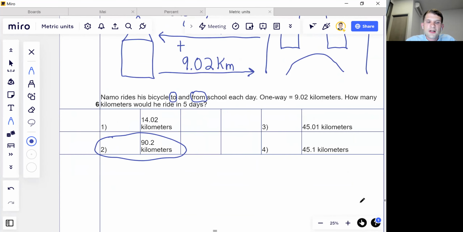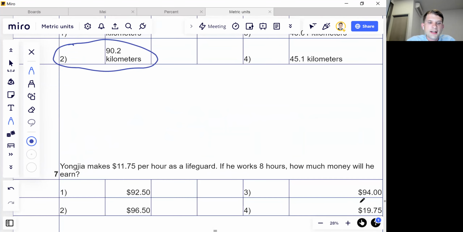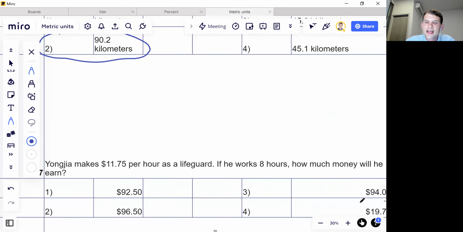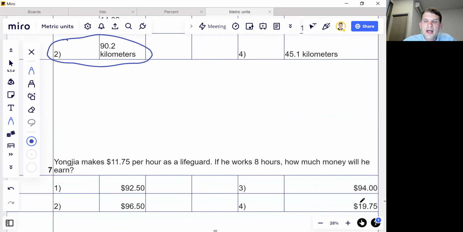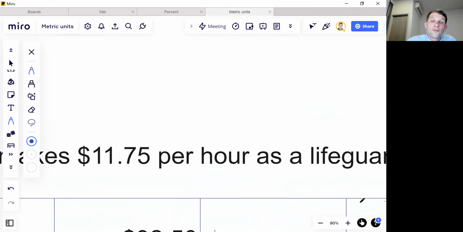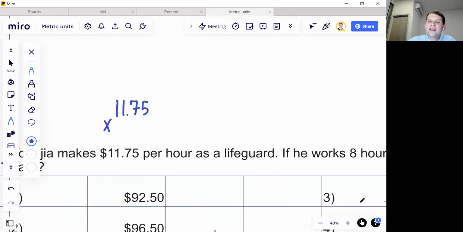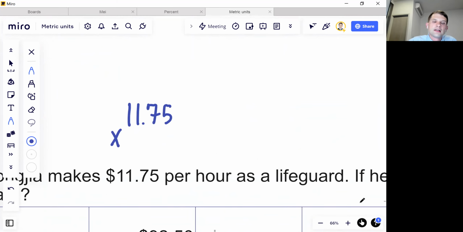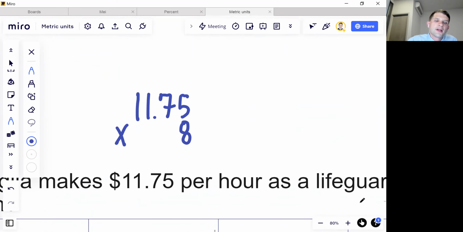So let's go ahead and move forward here. It says Young Jia makes $11.75 per hour as a lifeguard. If he works 8 hours, how much money will he earn? Okay, so we have our hourly rate here. This will be $11.75. And then we need to multiply that by 8 hours. So this will be times 8 here. So let's go ahead and do that and we'll work it out there.